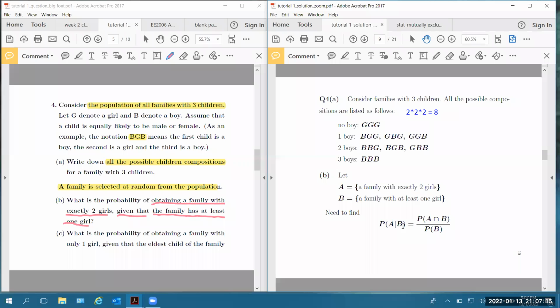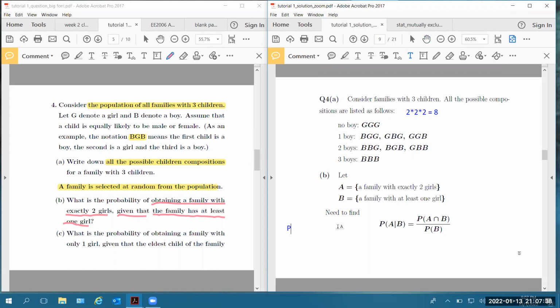Okay, any questions? Okay, then we really go and find this probability. Now, to find this probability, you can see that there's a numerator, there's a denominator, right? So meaning that you must go and get the numerator, and you must go and get the denominator. So let's do it here.